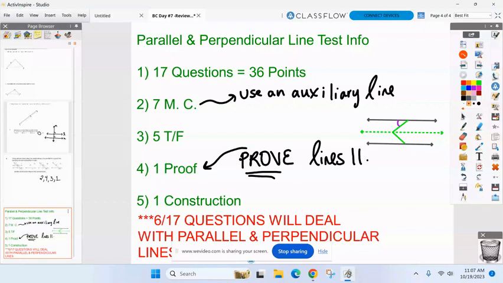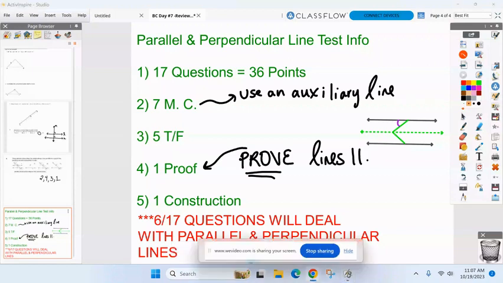TF, that's true or false. 5 true false questions. 1 proof, and I'm telling you what it is right now. It's prove lines are parallel. Given this information, prove this set of lines are parallel. 1 construction. So it could be parallel or it could be perpendicular. Okay, am I going to tell you? Absolutely not. It's going to be one or the other.